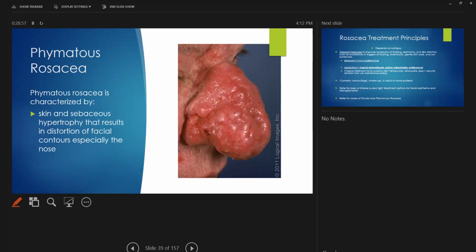Rhinophyma rosacea, so no thanks. I would rather not have my nose look like that. This is a type of rosacea that's just terrible to have, where the skin and the sebaceous hypertrophy cause constant scarring and hypertrophy of tissue, and it ends up having this really crazy looking nose with distorted facial contours, especially around the nose. No fun.